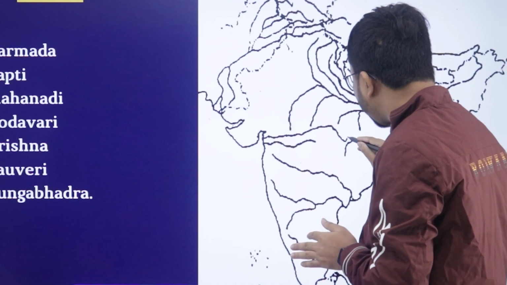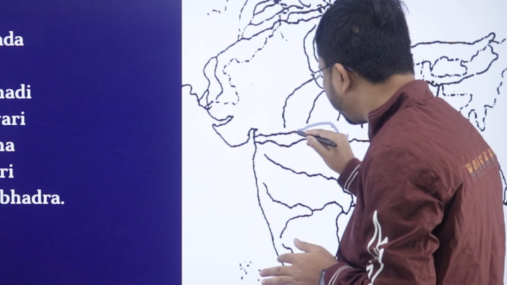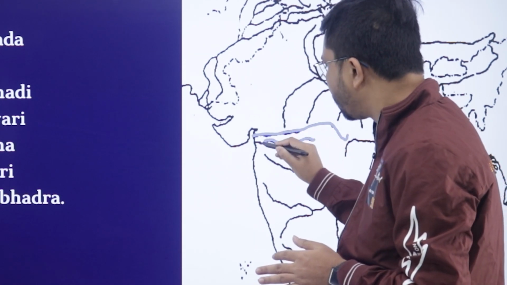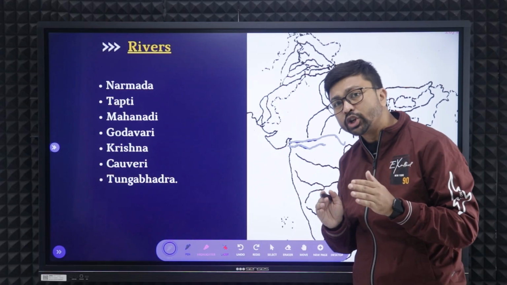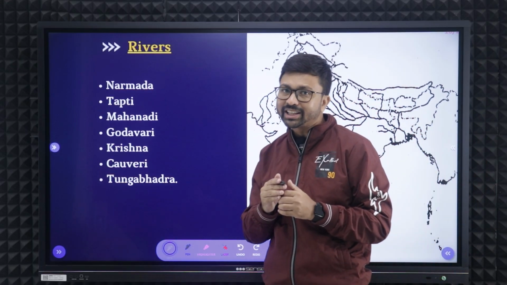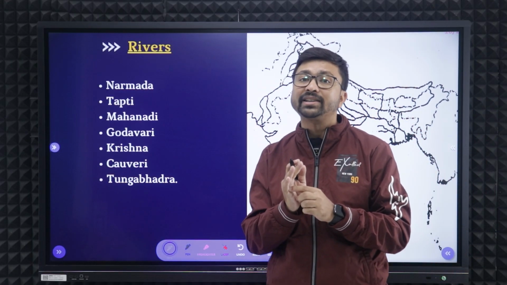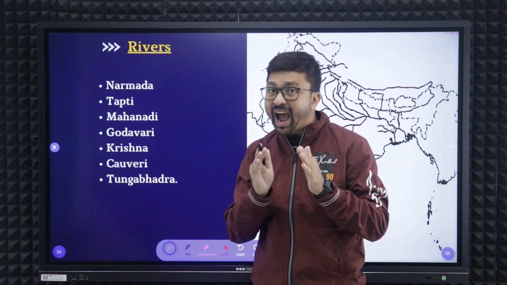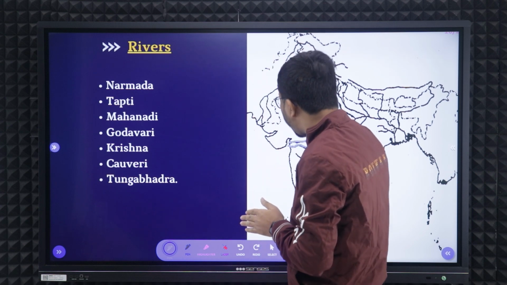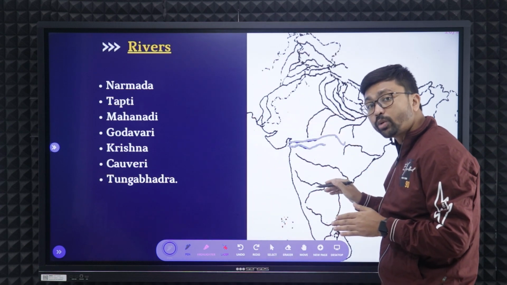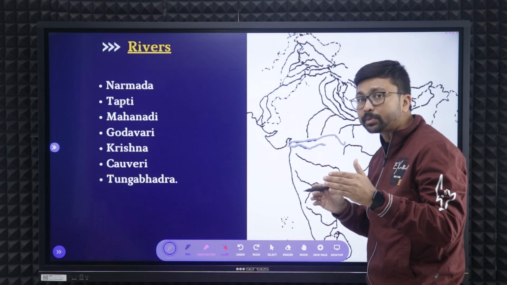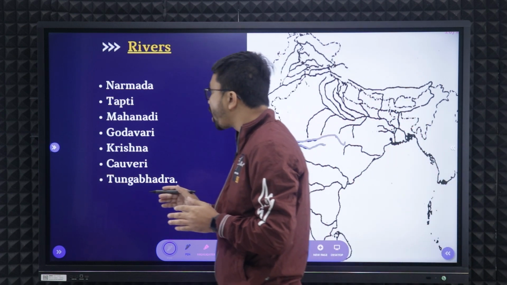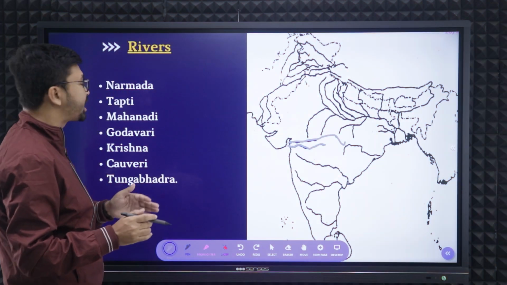The first upper line is the Narmada, and the lower line is for Tapi. Sometimes students get confused about which one is the Narmada and which one is the Tapi. Remember the alphabets: N comes first and then T. So at first there will be Narmada, and the next one will be Tapi. N comes first before T.